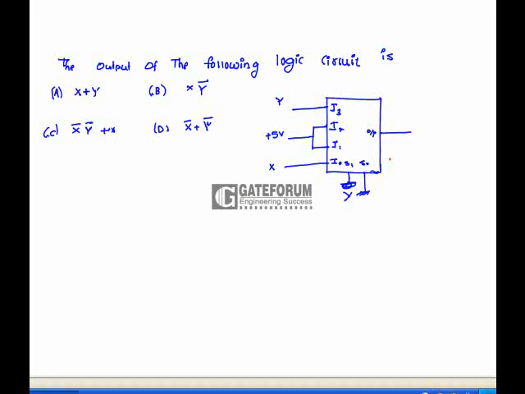The output of the following logic circuit is... Before deciding what kind of logic it is performing, we have to write the truth table for this particular figure. Only then can we decide what kind of logic function it is performing.